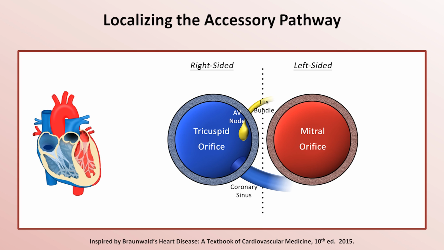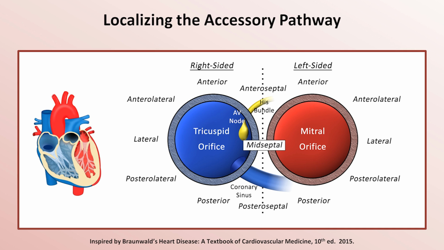From here, we just work our way around each orifice, dividing up the circle into different regions. We have anterior pathways, anterolateral, lateral, posterolateral, posterior, posteroseptal, coronary sinus, midseptal, and finally anteroseptal.